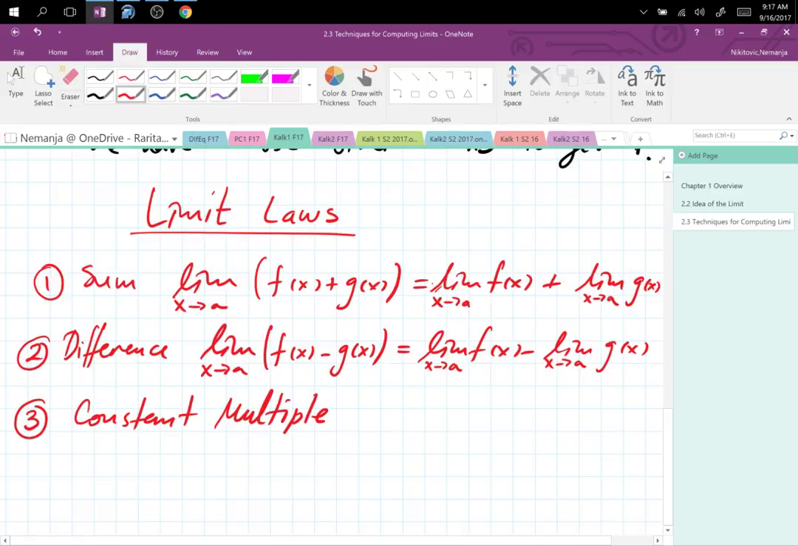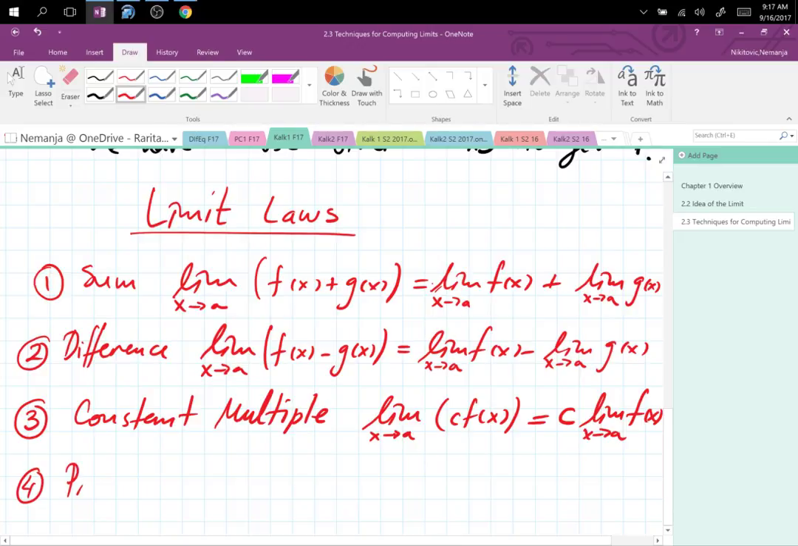One of my favorites, constant multiple, which technically says kick the constant outside. You can kick the constant in front of the limit and then just consider the function, which is really cool. Product.